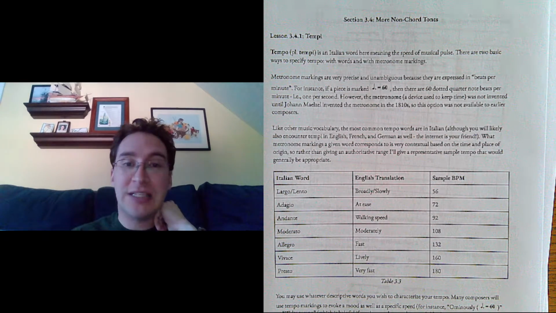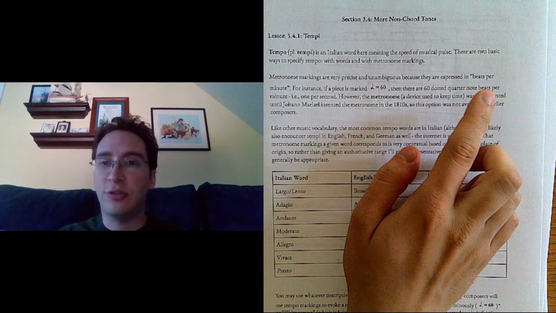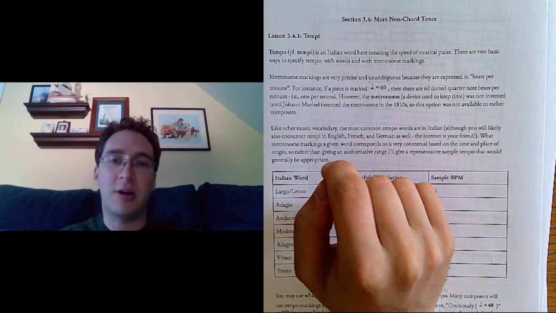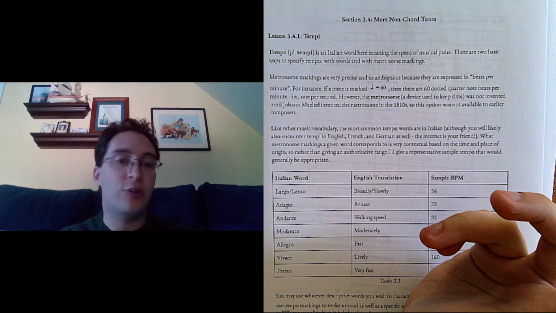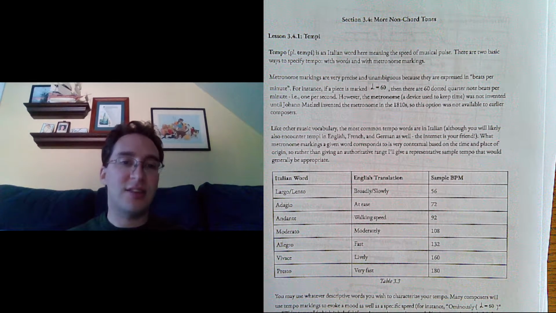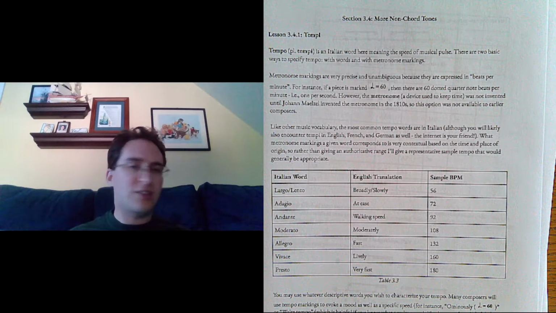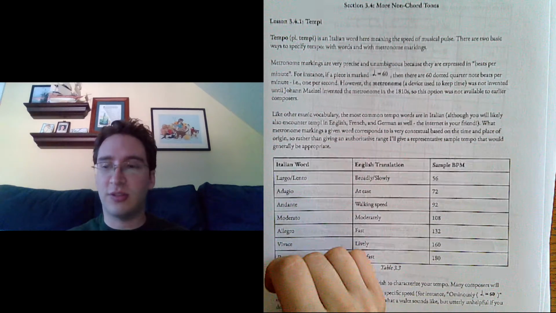First is very precise. It's with metronome markings, and this tells you how many beats per minute there are. So if you have dotted quarter note equals 60, that means that there are 60 dotted quarter notes per minute. That is 1 per second, because there are 60 seconds per minute. But the metronome wasn't invented until the 1810s or so, so this option was not available to earlier composers.